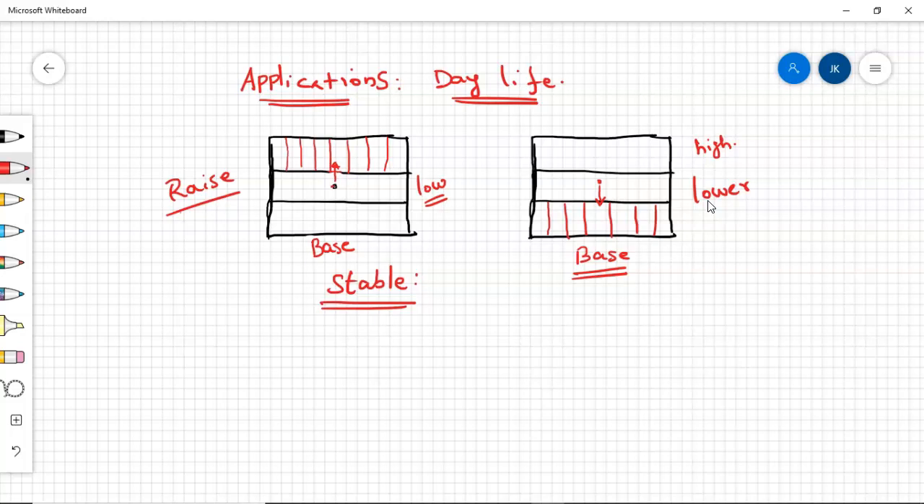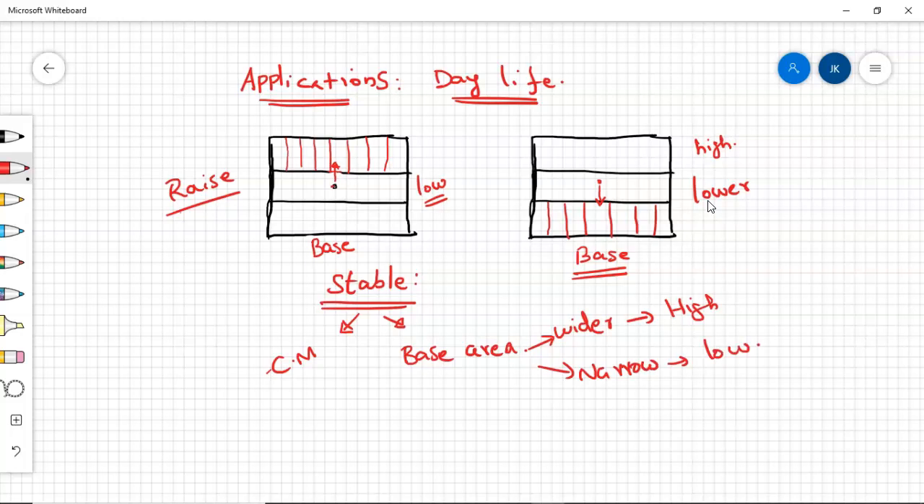And the stability is not only affected by center of mass, there is one more factor, that is the base area. Base area affects the stability. If the base area is bigger or wider, it will have the higher stability. If it is smaller or narrow, it will have the lower stability.